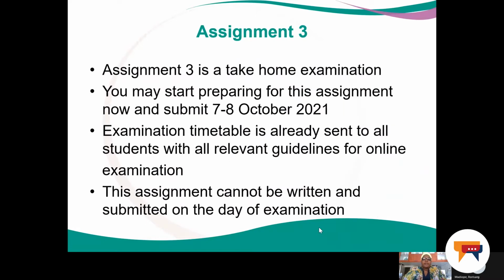Assignment 3 is a take-home examination, which means you can do this assignment in the comfort of your home, and you may start preparing for this assignment now and submit it between 7 and 8 October. The examination timetable has already been sent to all students with all relevant guidelines for the online examination. So we are not going to be sitting in a venue. You will be sitting at your home and doing this as the examination. This assignment cannot be written and submitted on the day of the examination. However, if you do not have a laptop, you can write this assignment on your exam pad, scan it, and have a PDF document and then submit it.